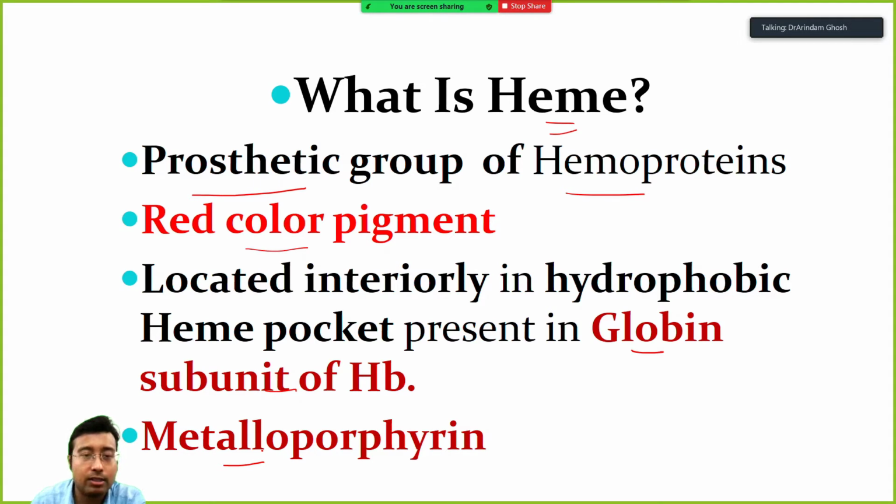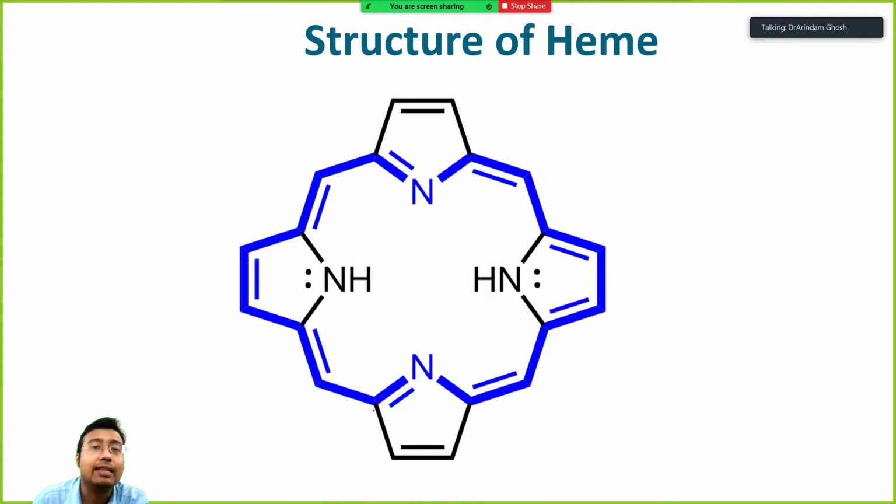Okay, what is this porphyrin? We'll come to it very soon. This is actually a porphyrin ring. Remember, this is not the structure of heme. I have not shown iron. This is in general the structure of all porphyrins. So this is how a porphyrin ring looks.